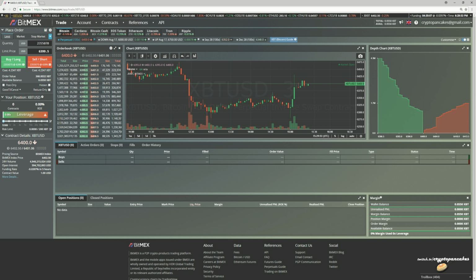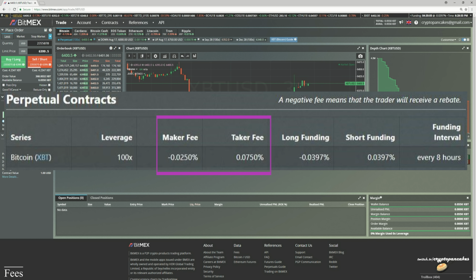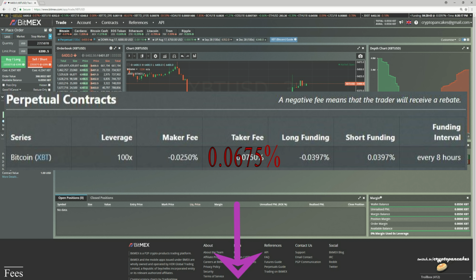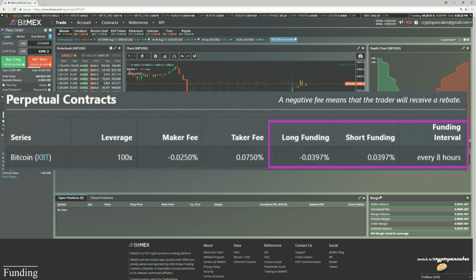Perpetual contracts have two types of fees, taker fee and maker fee. When you are placing in a limit order, you're going to pay a maker fee since you are creating liquidity on the order books. When executing a market order, you will be charged a taker fee. A taker fee can be additionally reduced if you would register following our referral link. In that case, a taker fee would be 0.0675%.